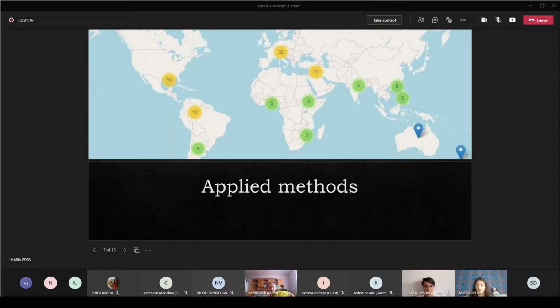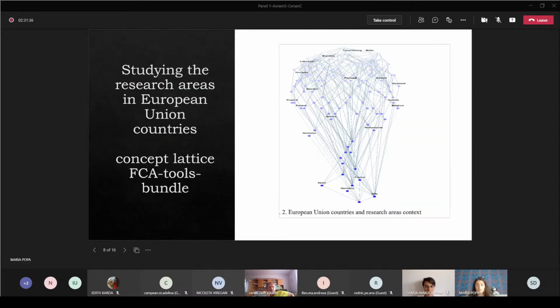So what were the methods we applied? First of all, we wanted to see how the articles are spread all around the world. As you can see in the map, they are spread almost everywhere. Almost everywhere there were articles published. Then we applied formal concept analysis. For this, we built a context using the countries as objects and the research topics as attributes.